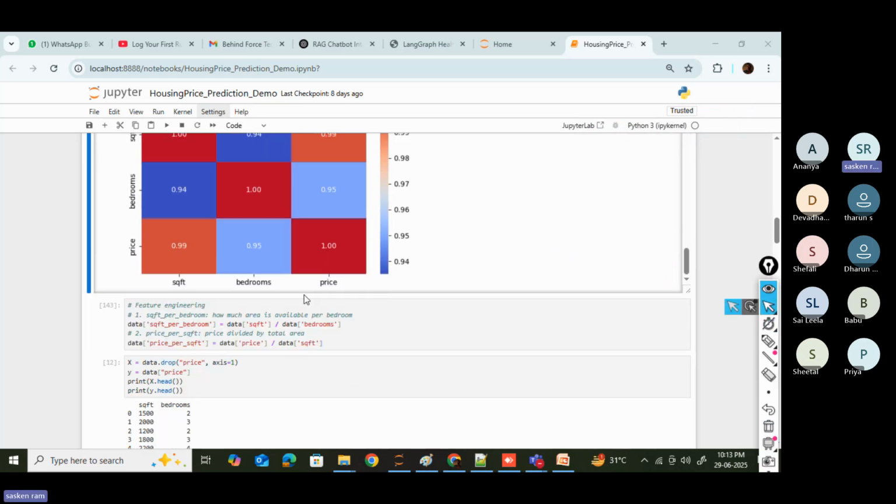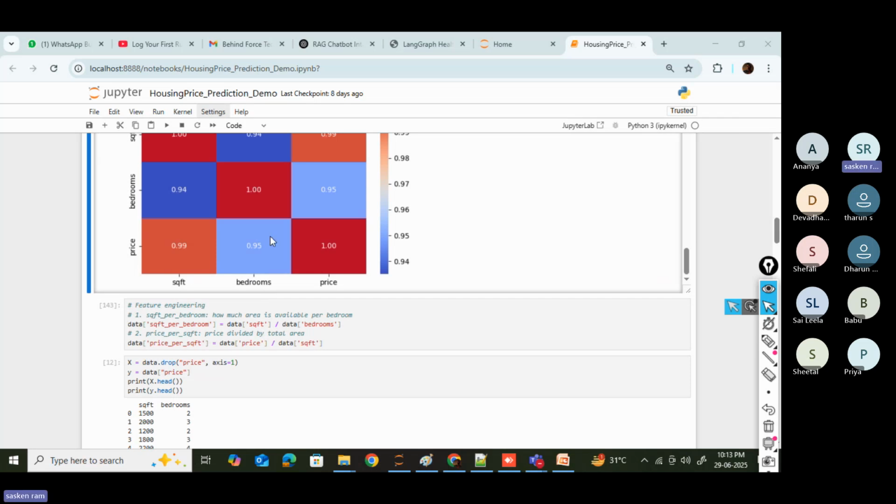Okay, how to address that we will see it later. So the heat map is helpful to understand which features are correlating well with my target variable. Those features are helpful. Supposing bedroom is 0.35 instead of 0.95, that means bedroom and price are not correlating well. Hence, I'm not supposed to use bedroom in my model.